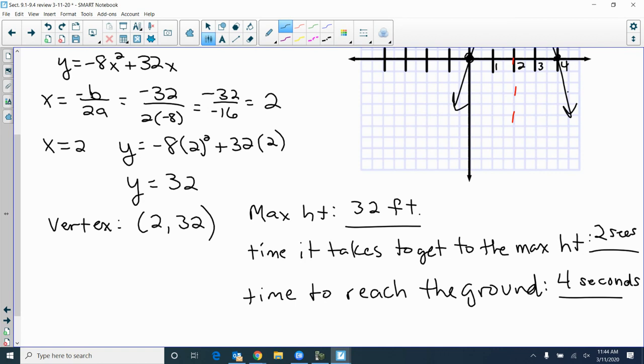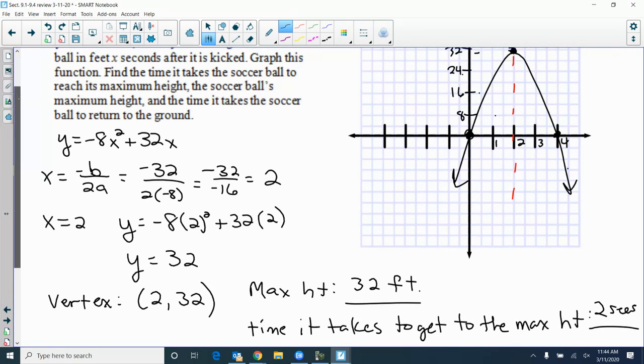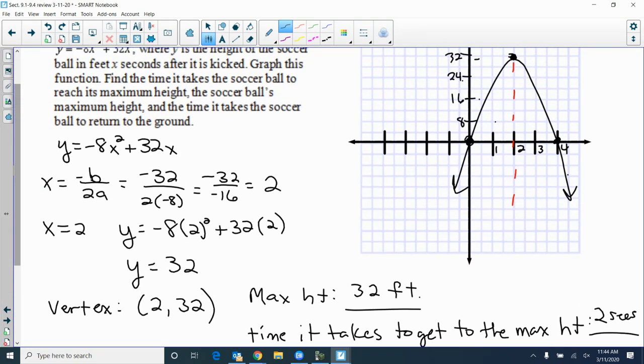Graph can help, not absolutely necessary. All you really need to do is find the vertex. Vertex will tell you the height, it'll tell you the time it gets to the height, all you have to do is double that X value to get the time it reaches the ground.